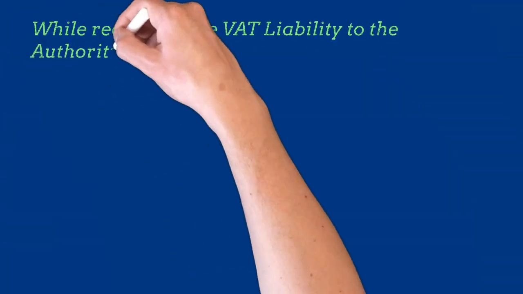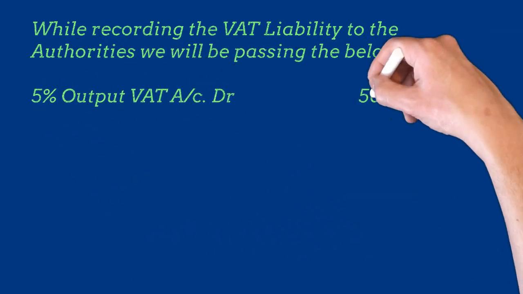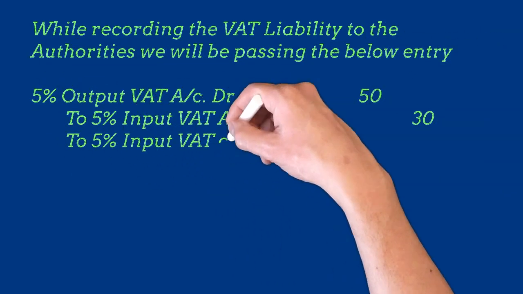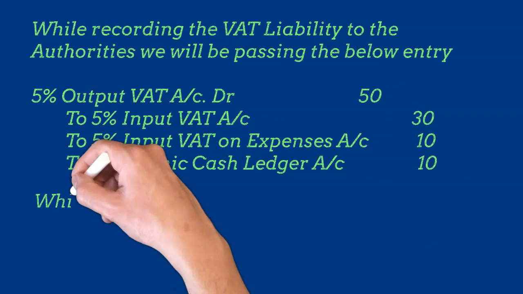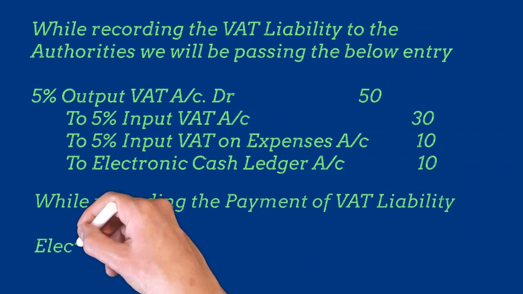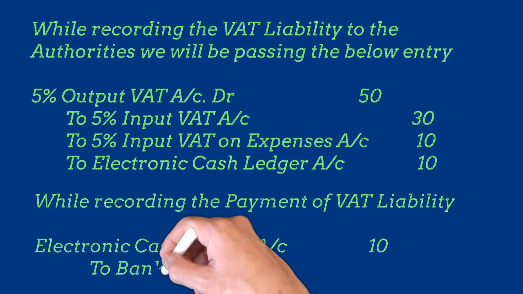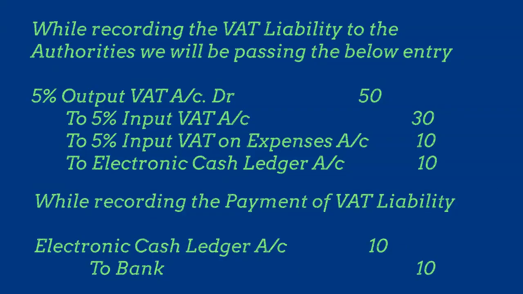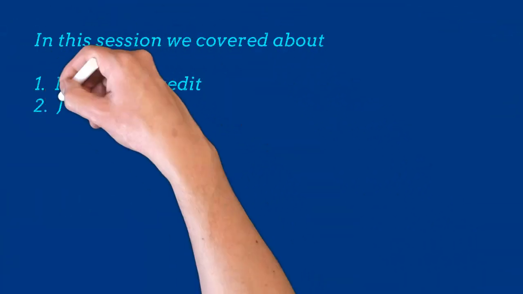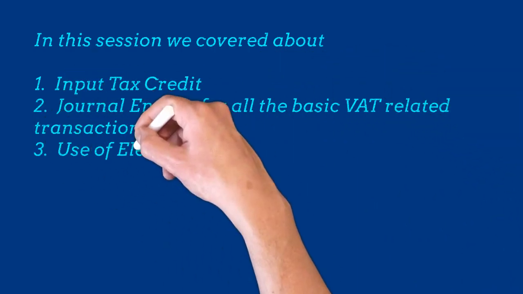When we adopt this method, the journals will be a bit different from what we saw. For accounting the VAT liability, we will be debiting the balance in the output VAT account, that is 50, and crediting the balance in the input VAT account 30 and input VAT on expenses account 10. The balance amount will be posted to the electronic cash ledger. Since here it is a VAT liability payable, we will be crediting the balance amount of 10 to the electronic cash ledger. While paying the amount, we will be debiting this ledger and crediting the bank account with the amount paid, that is 10.